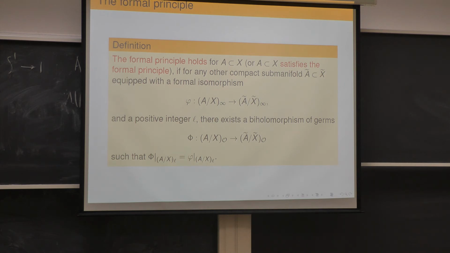So in other words, this formal principle is exactly asking the problem of whether, once you obtain a formal isomorphism, you can lift it to a biholomorphic isomorphism. So that is the question.